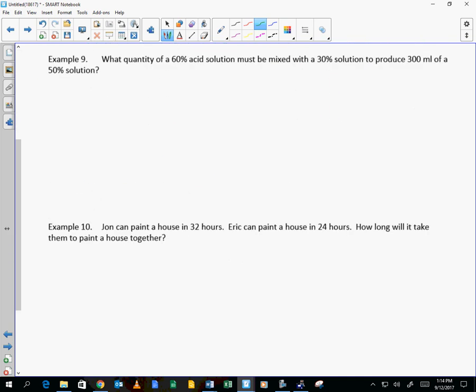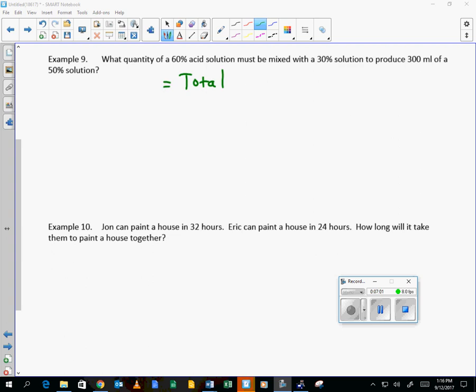Different class. We're headed to chemistry, okay? And so in order to model it like the last problem, I'm going to have two equations. The first equation is going to have a total amount. What total amount do I want? What's the total? I want 300 milliliters.